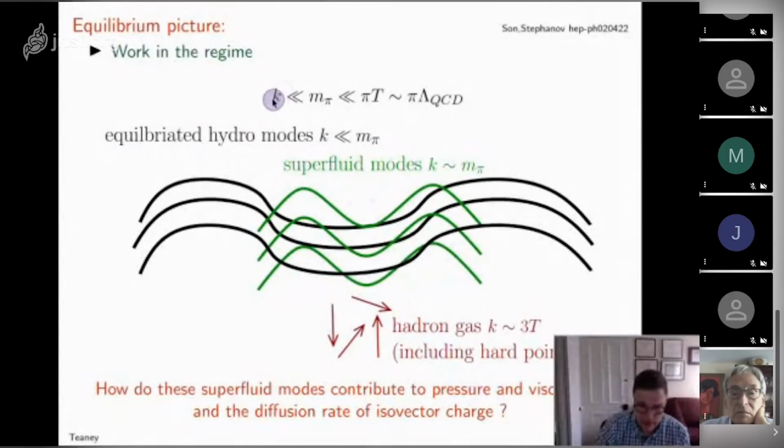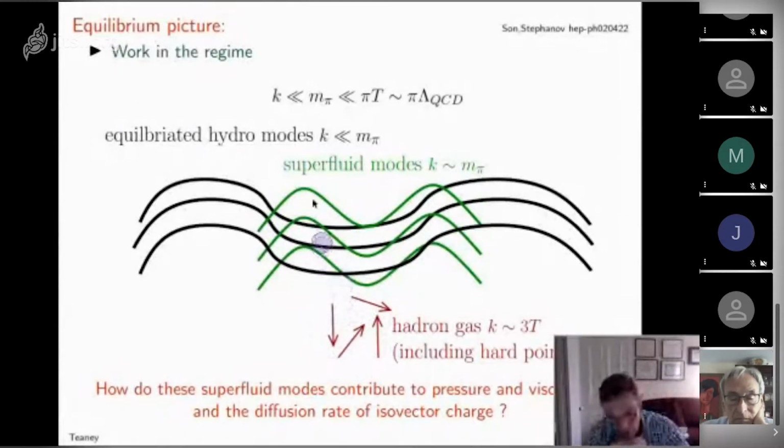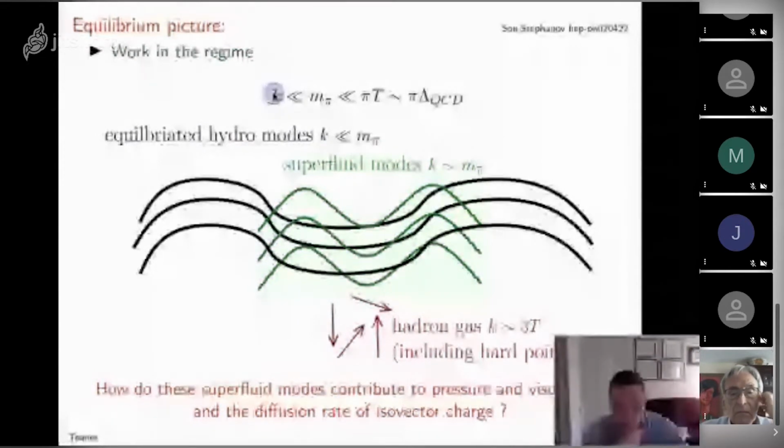That's what I'm drawing here, these modes, which are K. Those are regular hydrodynamic modes. Now, if we have modes which have wavelength of order m pi, these are the green ones that I'm showing here, those would be the superfluid modes that I'm talking about. And finally, we have modes of order pi T, or the typical momentum in the plasma, which I'll call hard modes. We're going to be working in a regime where the fluid modes are the longest, the pion modes are the next longest, and the hard modes are the shortest.